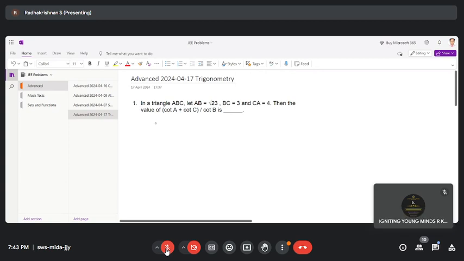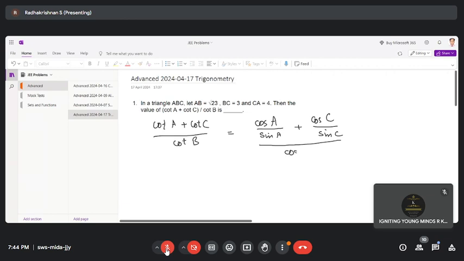See, this is cot A plus cot C divided by cot B. So first step, as I said, this can be written as cos A by sin A plus cos C by sin C, whole divided by cos B by sin B. And this numerator can again be written with LCM sin A sin C as cos A sin C plus sin A cos C.